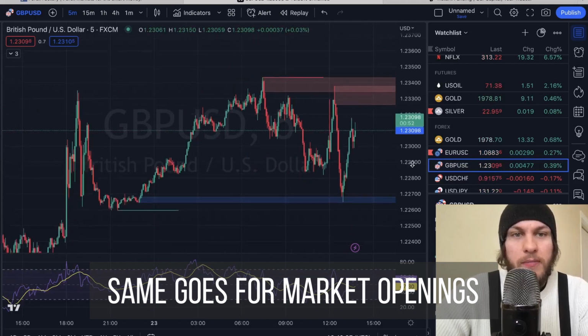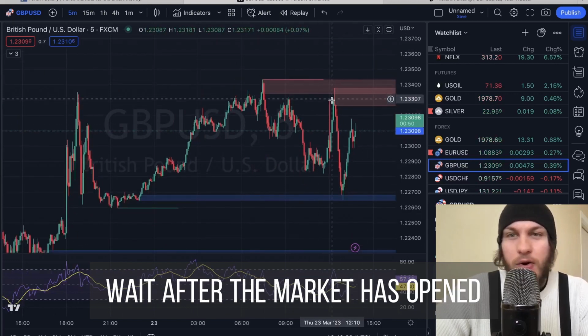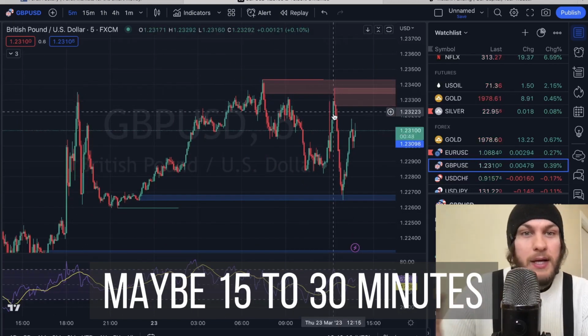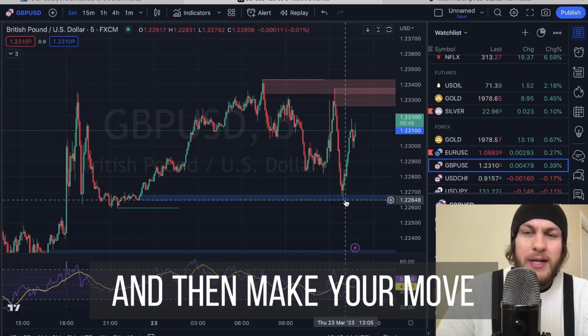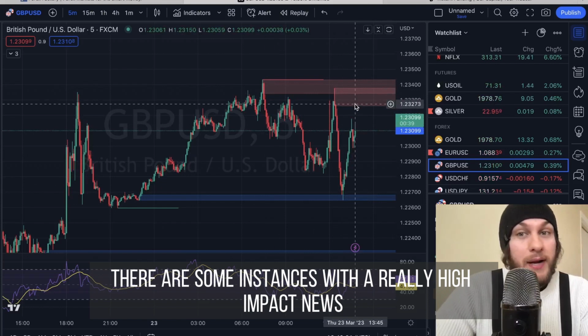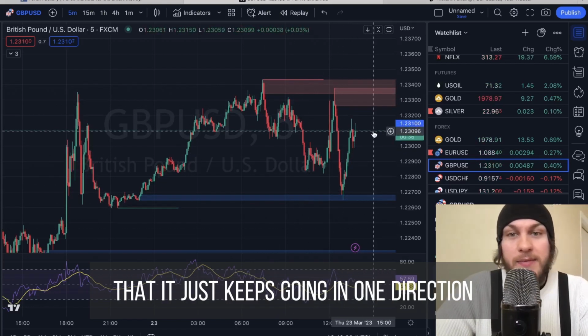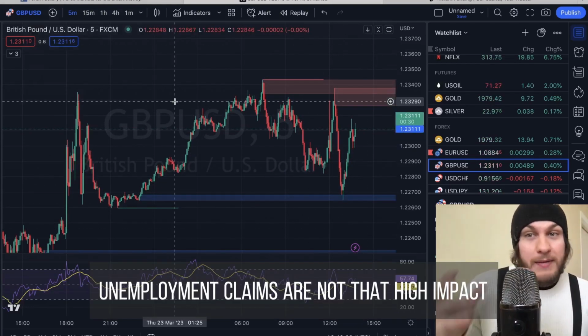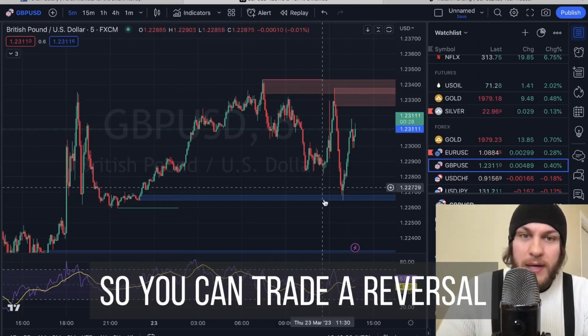Same goes for market openings. Wait after the market has opened, maybe 15 to 30 minutes, and then see what the market has done and then make your move. It is usually a reversal. There are some instances with really high impact news that it just keeps going in one direction. Unemployment claims are not that high impact, so you can trade a reversal.